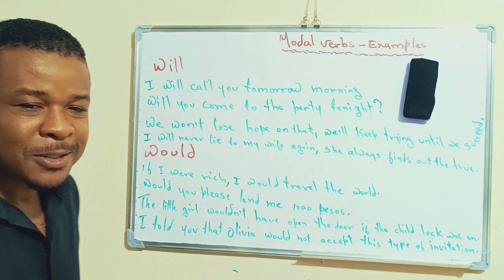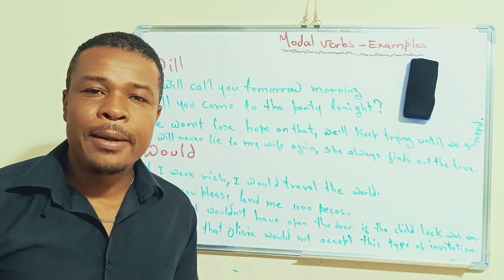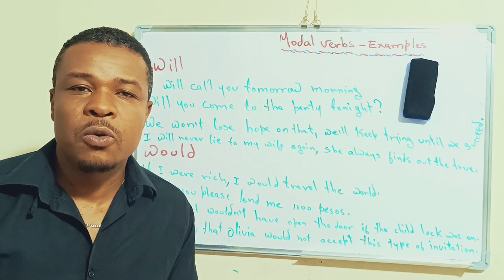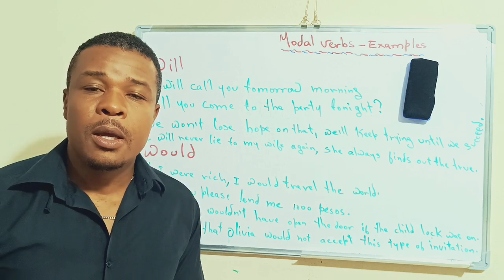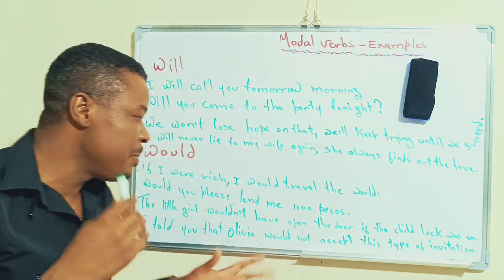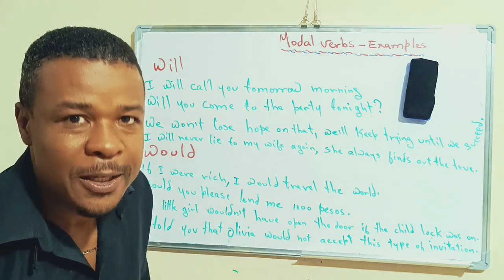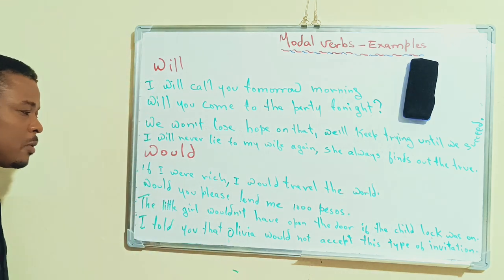Okay, let's go with would. Utilizamos would para formar el tiempo condicional, conditional tense, ¿ok? Puede que tenga a veces una forma del pasado, dependiendo del contexto de la oración. All right, let's go with the examples.